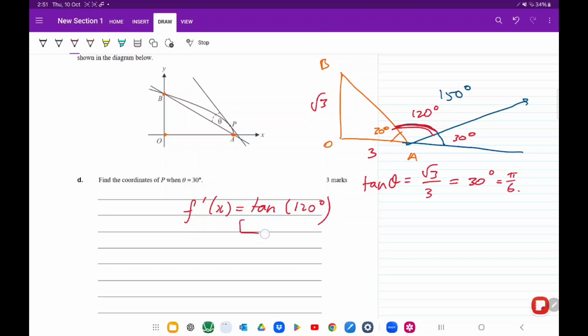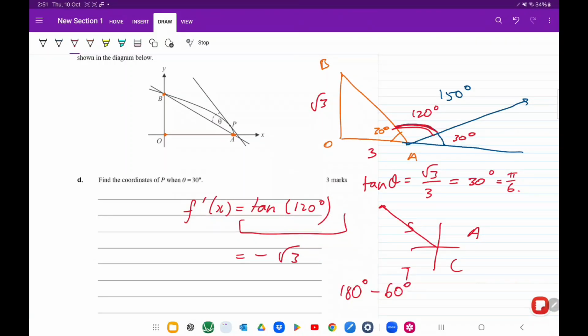And so what's tan 120 degrees equivalent to? If we look at CAST, tan 120 over here is a negative root 3 value. For those of you that are wondering, 180 degrees minus 60 degrees gives us 120, so we've split it up that way. What's tan 60? Root 3, in the negative quadrant. That's your answer.